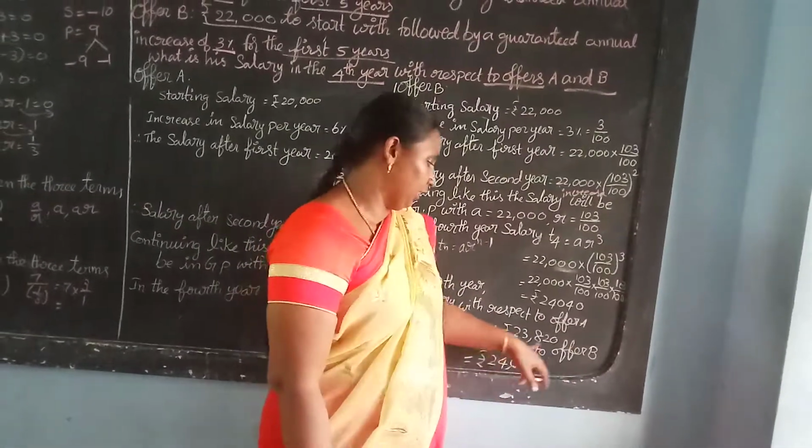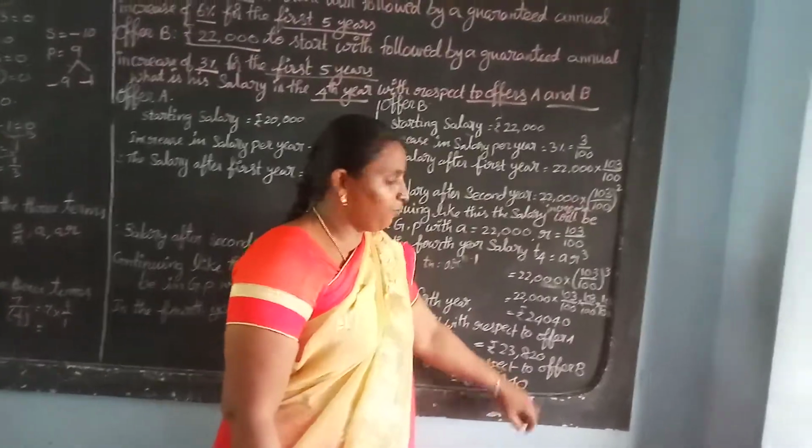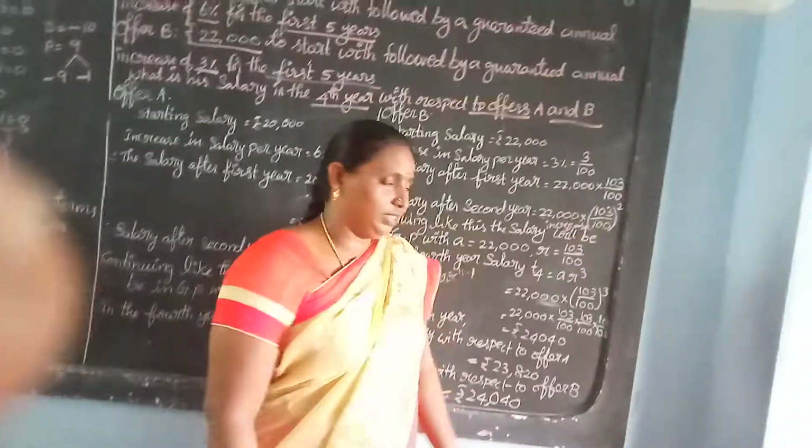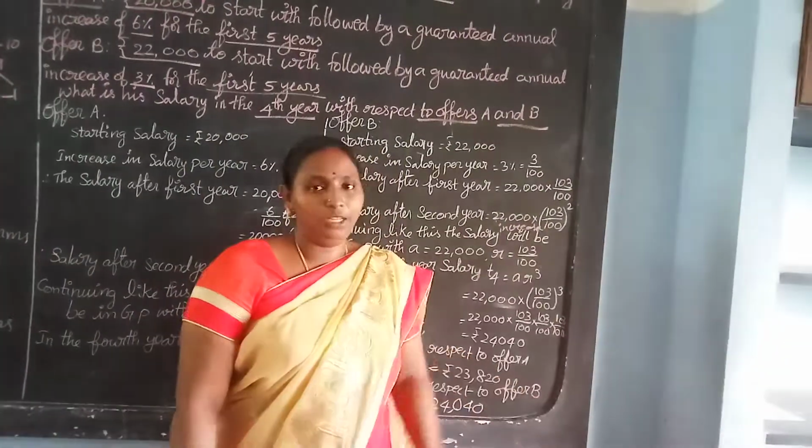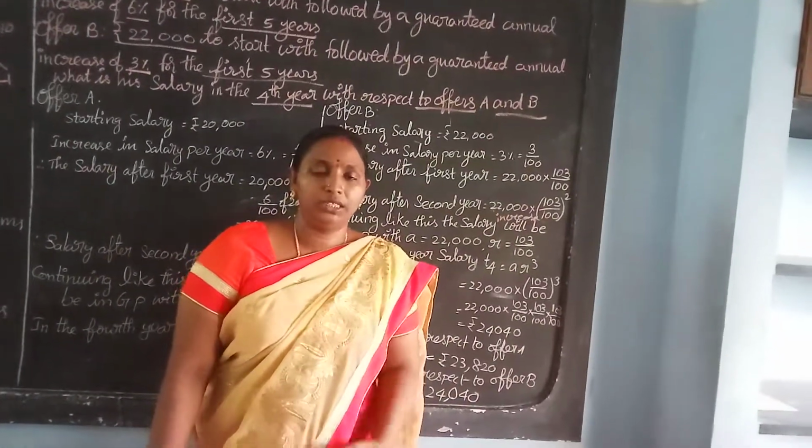So in the fourth year, the salary with respect to offer A is 23,820. With respect to offer B is 24,040. So which salary is better? Which offer is better now? Offer B only better. Okay, that's all my dear children. Thank you.